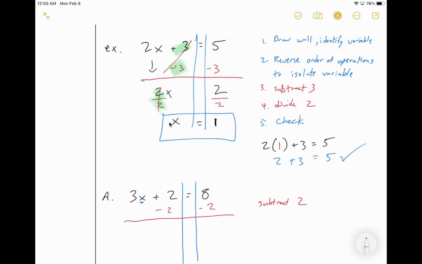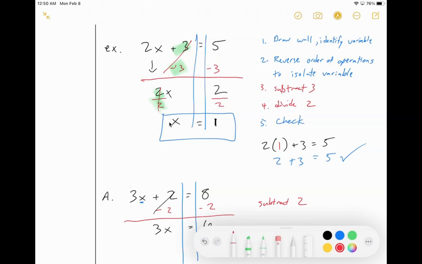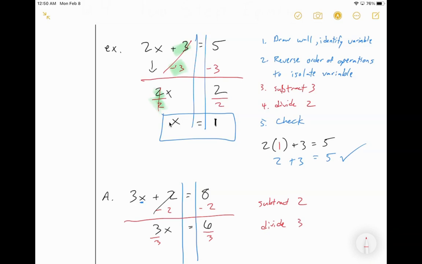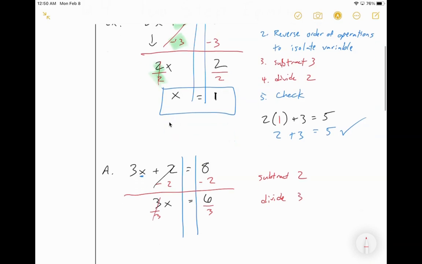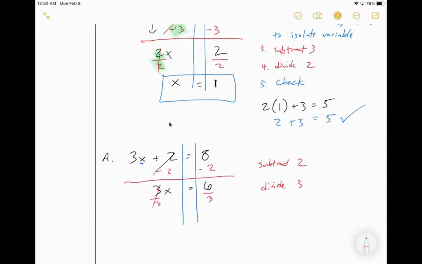Draw our wall, simplify. This is 8 minus 2, which is 6. Those cancel out. I'm left with 3x is equal to 6. Last step, divide by 3. Because we're doing multiplication, so we got to do the opposite. That cancels out, and I'm left with 6 divided by 3, which is 2. And I should get x equals 2.